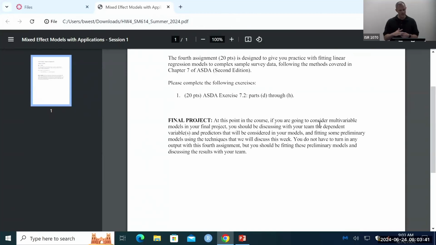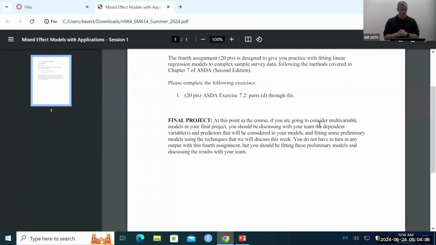So again, the whole week's dedicated to getting into regression modeling and linear regression. But at this point in the final project, you should be having those discussions and thinking about some initial models, especially after the lab on Friday. Again, you don't have to turn in any output or email anything related to this progress check with your final project, but just keep the big picture in mind. That's roughly where you or your team should be at this point in terms of the final project.